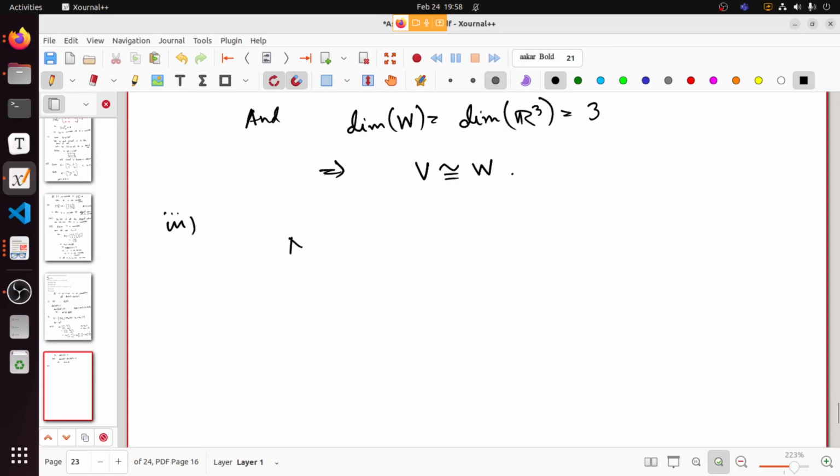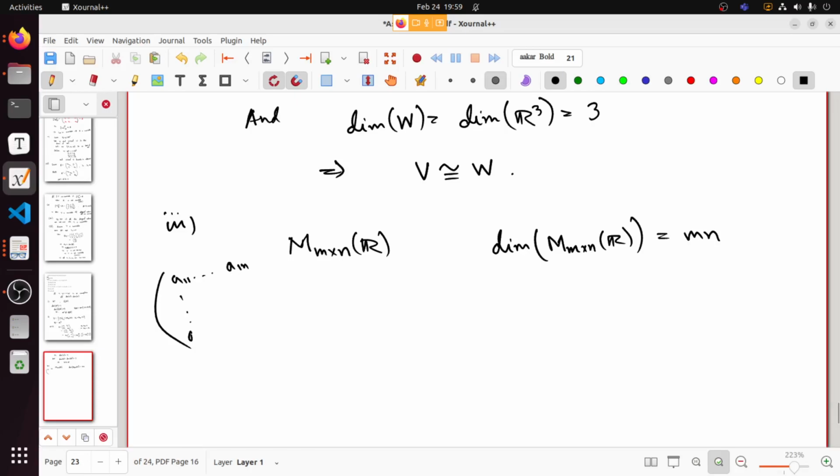What is it? M cross n of R. What is the dimension of this? Dimension of M cross n matrices. It will be mn, because for an m cross n matrix, like A11 dot dot dot, A1n dot dot dot, Am1 dot dot dot, Amn, there are mn independent coordinates. So the dimension of m cross n matrices is mn.